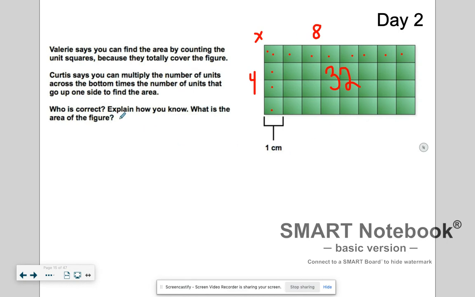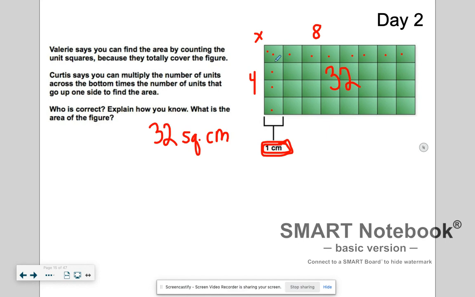So it says, what is the area of the figure? So I know it is 32. And I know it's going to be square. So SQ, that's my abbreviation. And then look at your key down here. It says 1 centimeter. So instead of square units, we're talking about square centimeters. You only use square units if there is not a label. So here we have a label of centimeters.